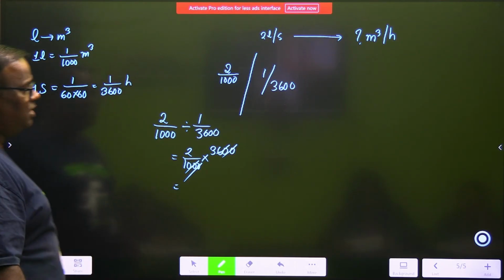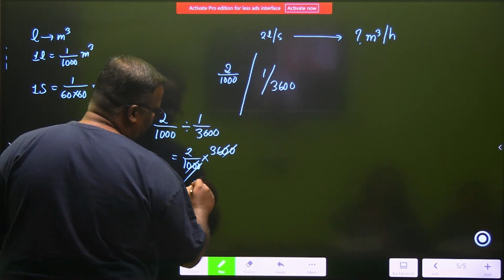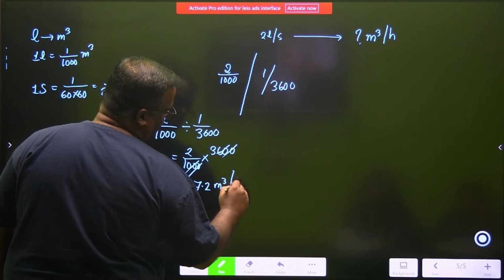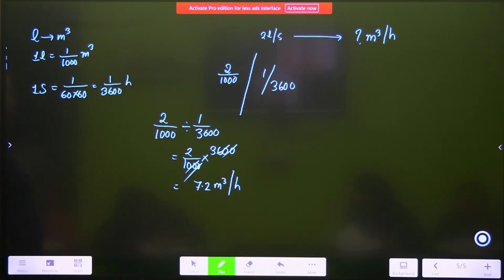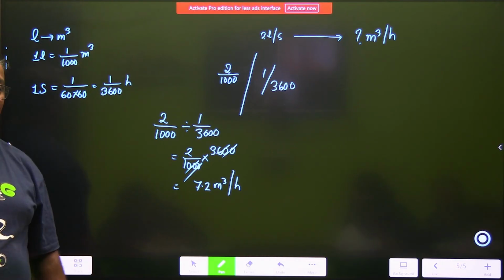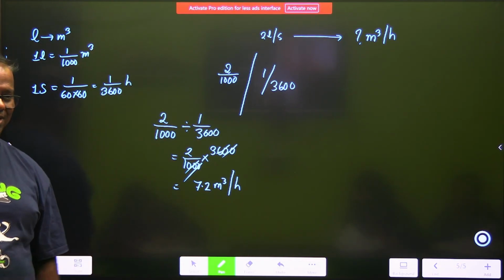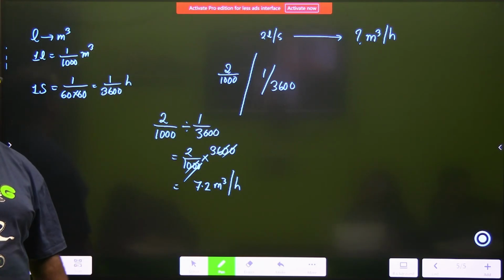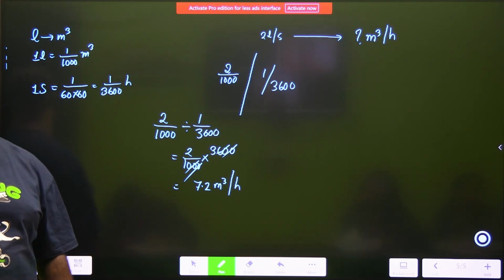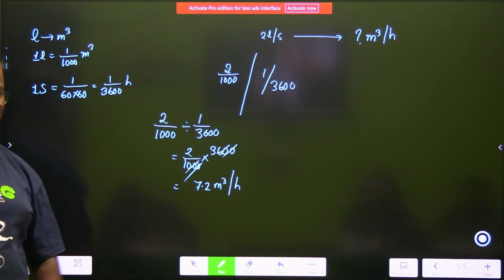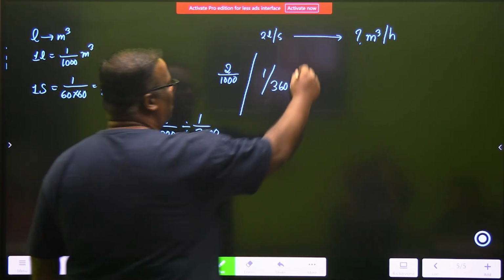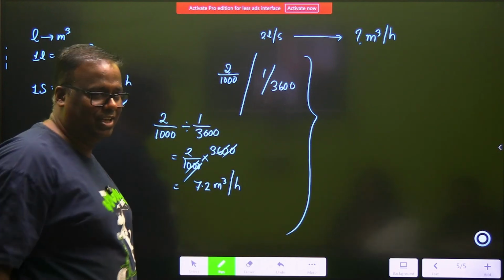3.6. 3.6 into 2 is how much? 72 divided by 10. So it's 7.2 meter cube per hour. Can we make one conversion factor? Let's be good mathematicians. Why every time? Like you do meters per second is equal to kilometers per hour 5 by 18. Can we use a conversion now? Let's design one conversion. देखो अब conversion programming करना है ना कंप्यूटर में, conversion सीखते हैं, कैसे करोगे?